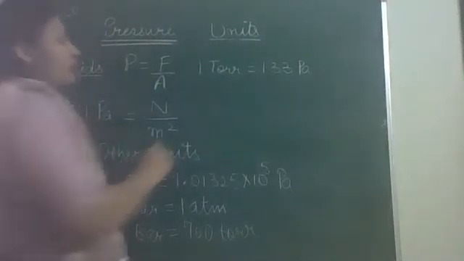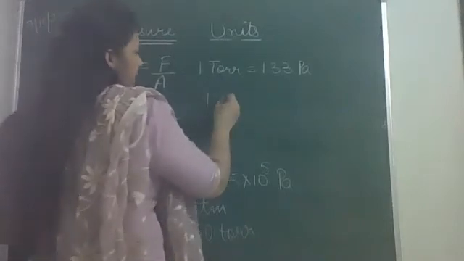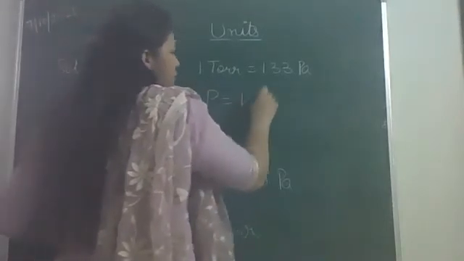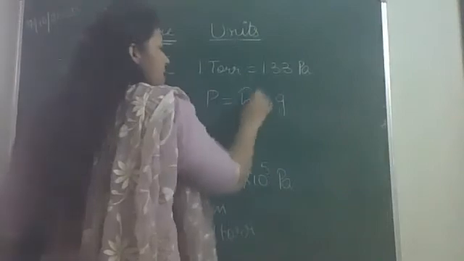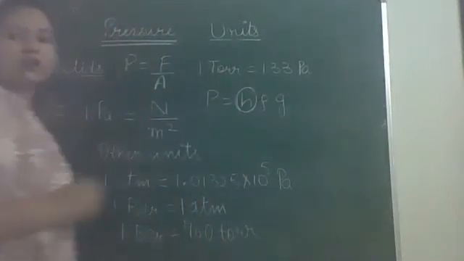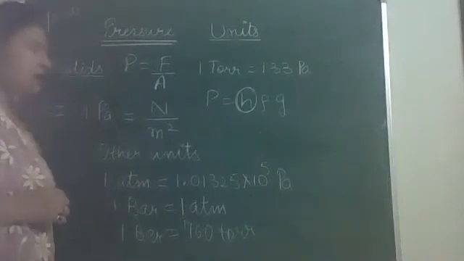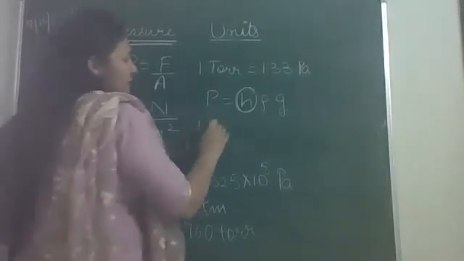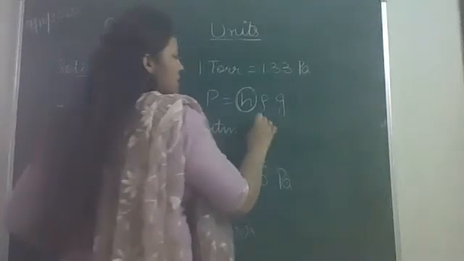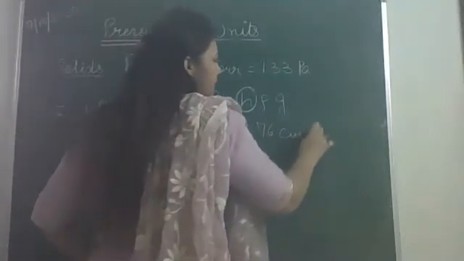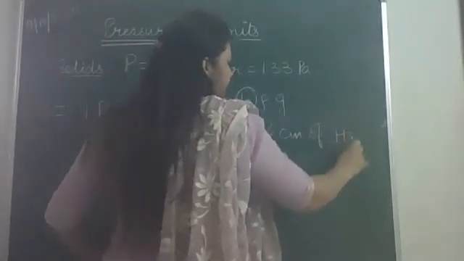Yesterday we used one formula, P is equal to H rho G. So this height of the mercury column is also sometimes used as the unit of pressure. Like 1 atmospheric pressure is equal to 76 centimeter of mercury column.